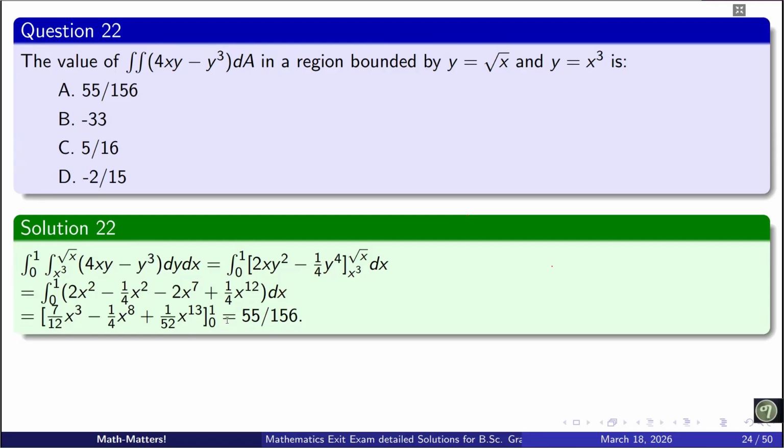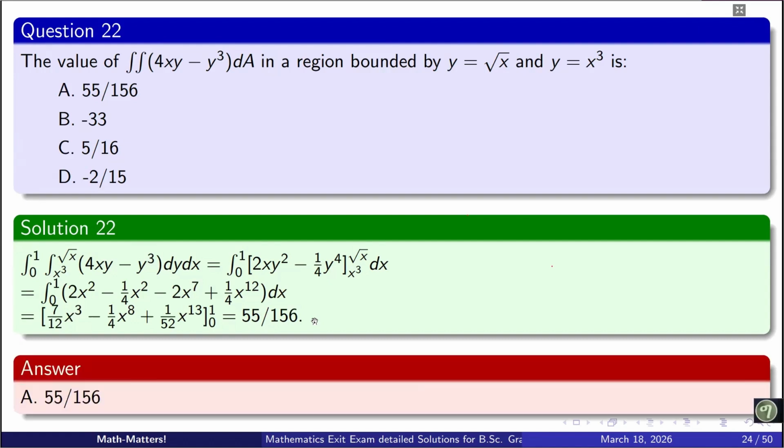Therefore, when we evaluate at 1 over here, we have 7 over 12 minus 1 over 4 plus 1 over 52, which is equal to 55 over 156. But at 0, everything is 0. Therefore, the double integral of this function is 55 over 156. So the answer is A.